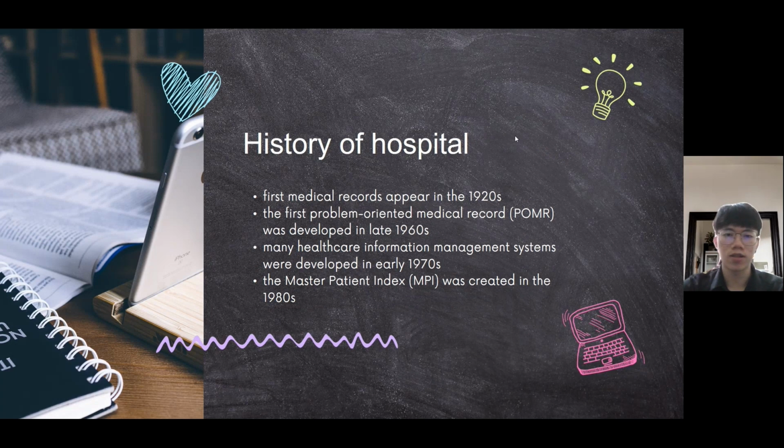Next is about the history of the hospital. The first medical record appeared in the 1920s. The origin of the health information management sector can be traced back to the 1920s, when healthcare professionals began using medical records to track patient treatment details, difficulty, and outcome. In order to organize the information used in medical records, the first problem-oriented medical record was developed in late 1916.